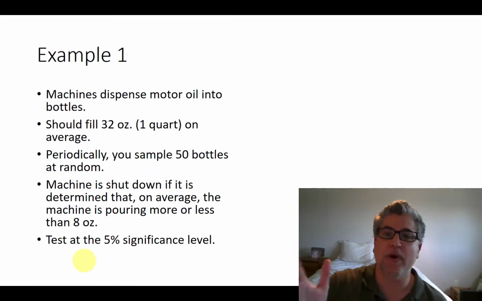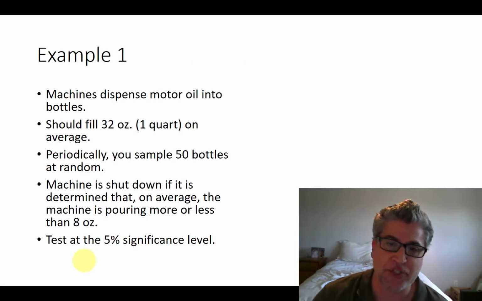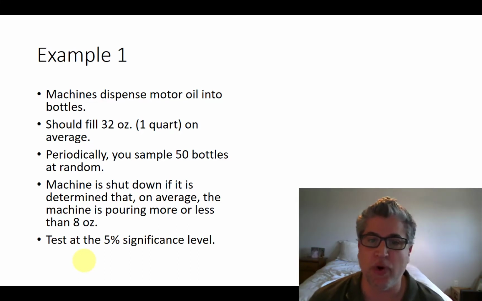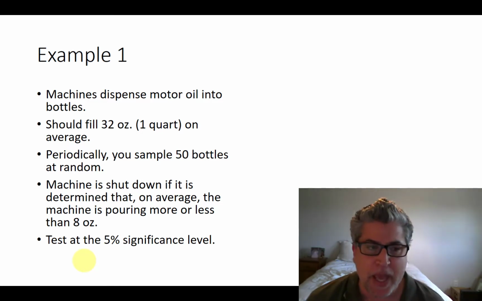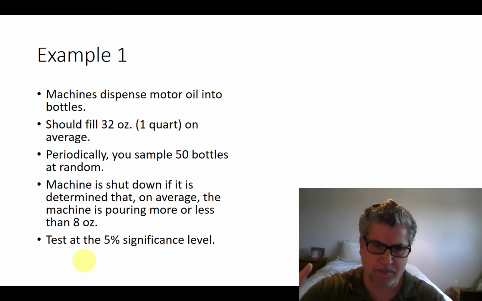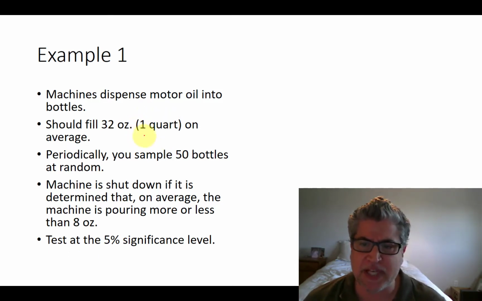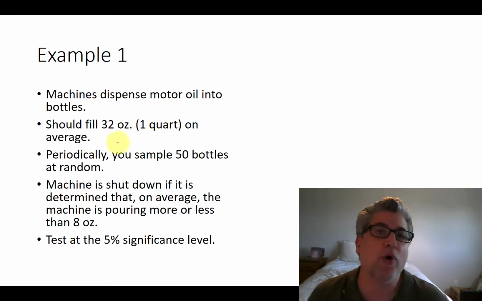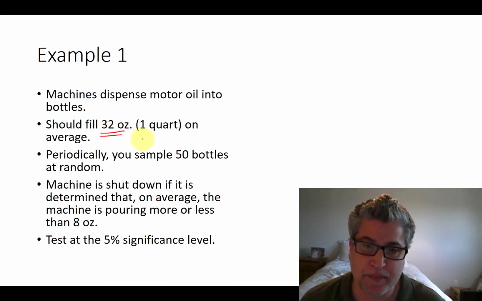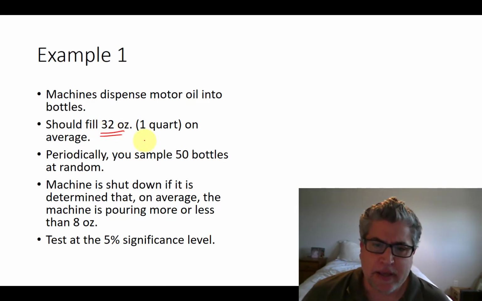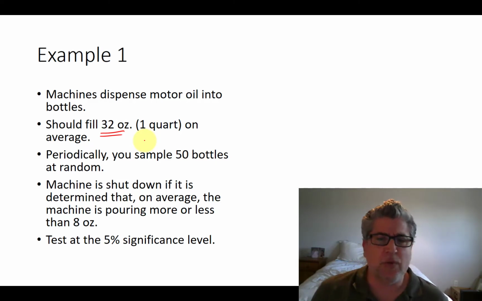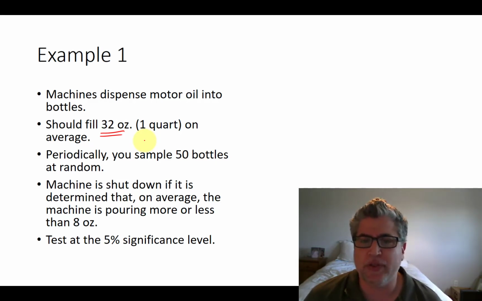So let's say that you run a factory, and you have a machine that dispenses motor oil into a bottle. So you're in charge of Quaker State or Pennzoil or something like that. And you've probably seen these bottles of motor oil. They come in different sizes. Most commonly they're a quart, or about 32 ounces. And when your machine is working well, the average fill should be 32 ounces.